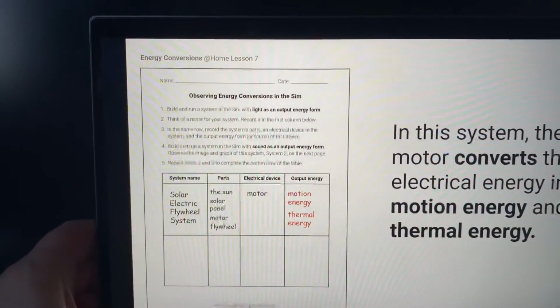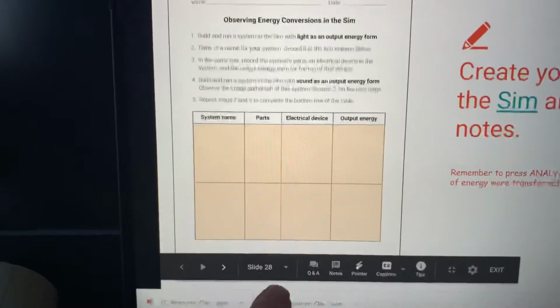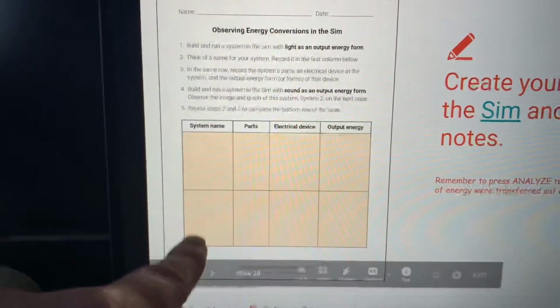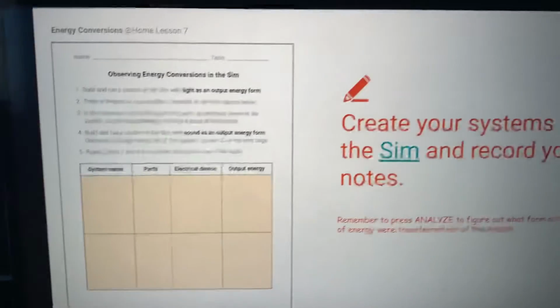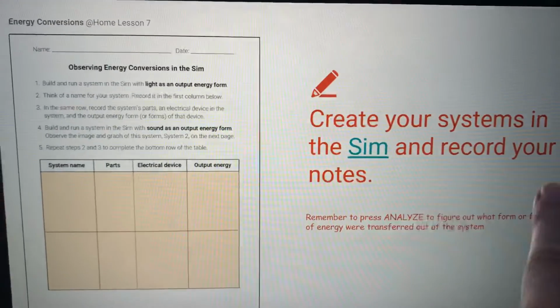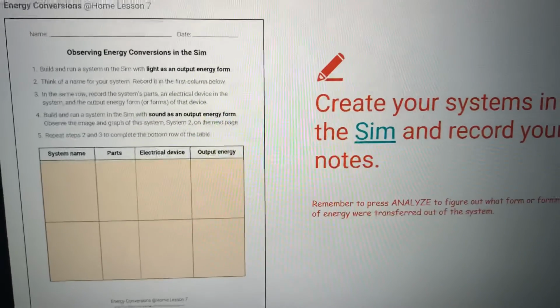So you are going to be doing that for your own right here on this slide. This is slide number 28. You're going to create 2 systems and fill in this chart. You're going to create your systems in the sim and record your notes. If you click on the sim, it will take you to the sim. All right. Good luck, guys.